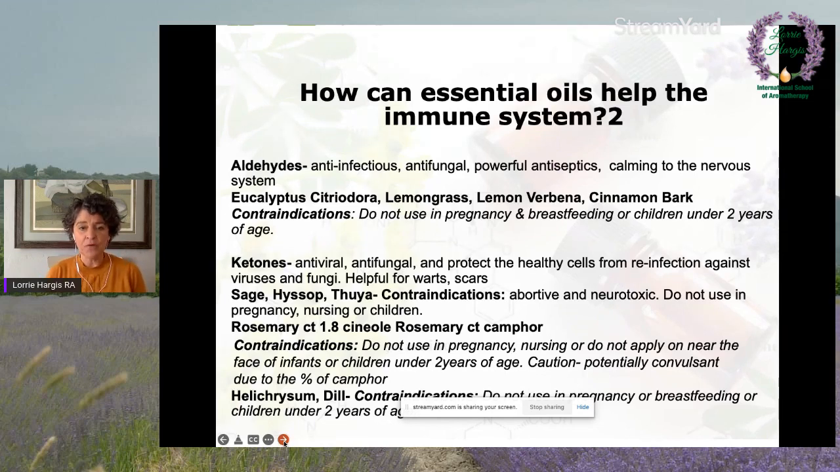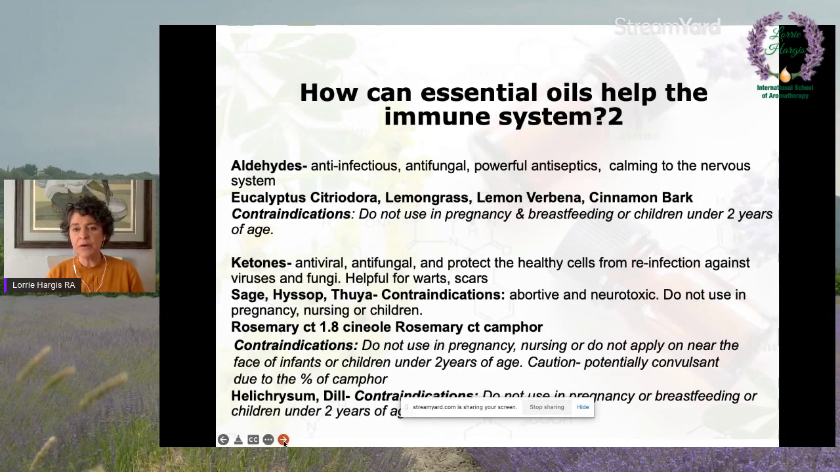Then we have the ketone family, which is antiviral, antifungal, and protects the healthy cells from reinfection against viruses and fungi. Helpful for warts and scars. Now here you have sage, hyssop, and thuya. These are neurotoxic and abortive. So anytime you would go to use those, you have to make sure that no one is pregnant or thinking of getting pregnant, and you would have to be very, very careful with them. You do not use these with children either. Very, very small amounts for a very short time.